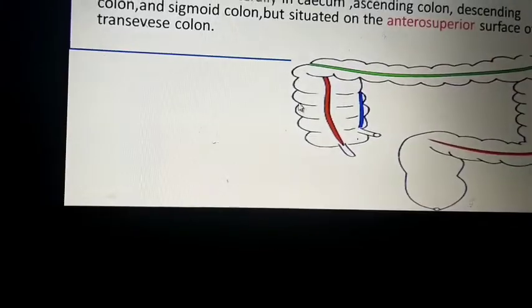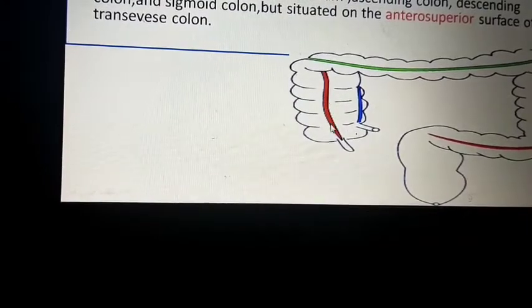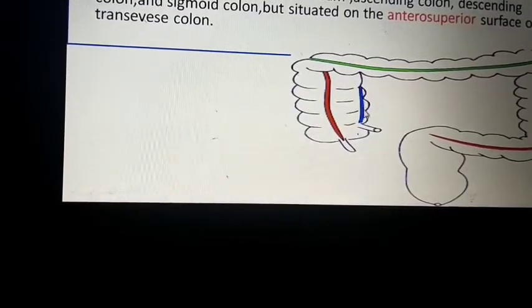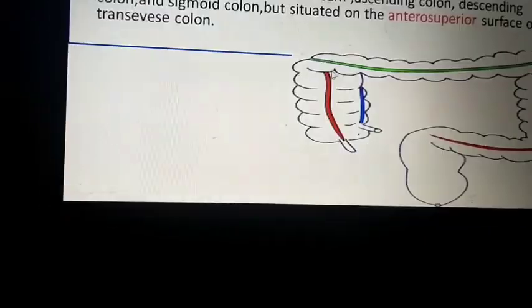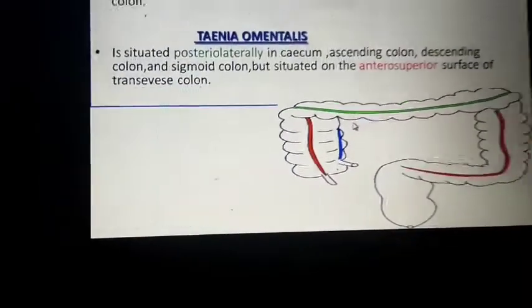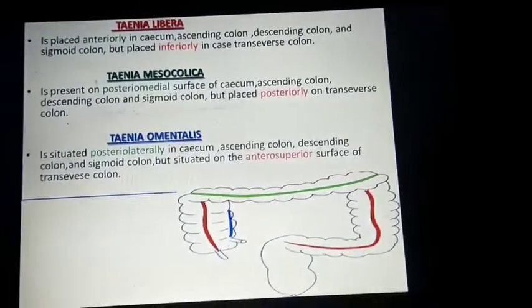In the cecum, this red one is present anteriorly; this is the Taenia libera. This is the mesocolica. It is present on the mesentery side, that's why it is called Taenia mesocolica. And this is the Taenia omentalis, present posterolaterally. We can go on to these Taenia coli bands.